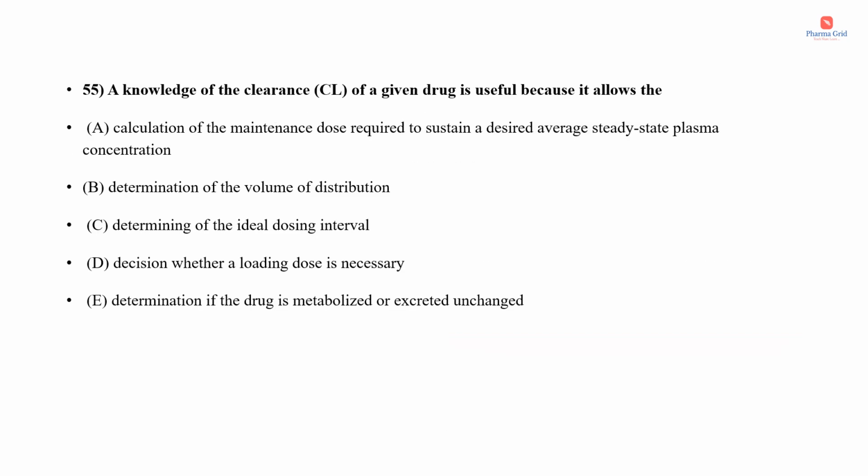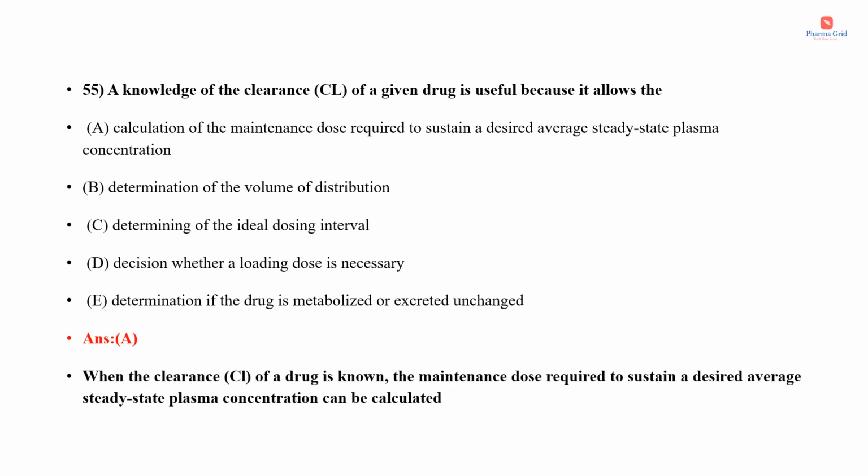Next one, a knowledge of the clearance of a given drug is useful because it allows the options are: calculation of the maintenance dose required to sustain a desired average steady-state plasma concentration, determination of the volume of distribution, determining of the ideal dosing interval, decision whether a loading dose is necessary, determination if the drug is metabolized or excreted unchanged. Here the correct answer is option A.